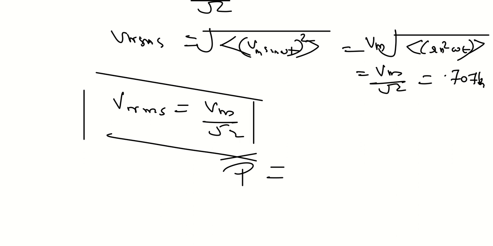And the average power of an AC applied to a resistor is equal to VRMS into IRMS.